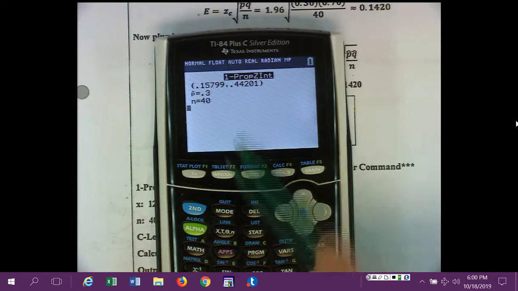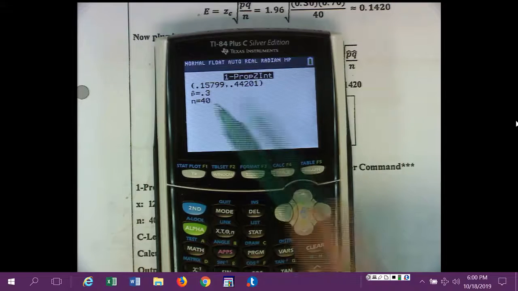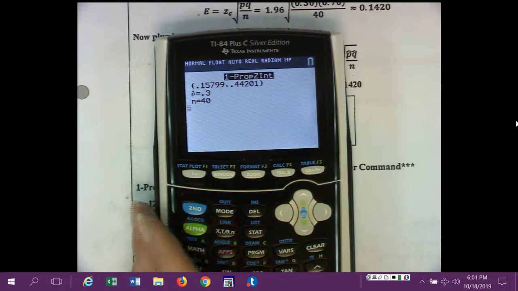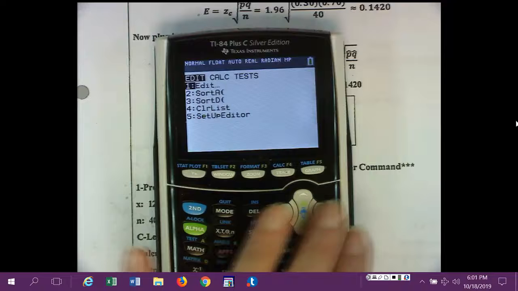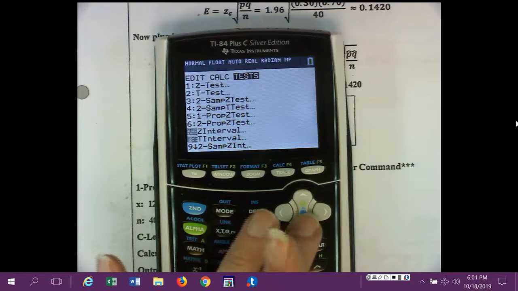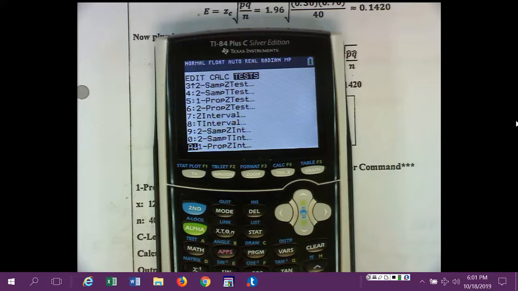The lower number when you round to 3 places is 0.158, and the upper number when you round to 3 places is 0.442. So once you round to 3 places accurately, 0.158 and 0.442, it agrees with what we got by hand. So very simple. Stat, arrow over to Test. Go on down, and it's alpha A for 1 prop Z interval.